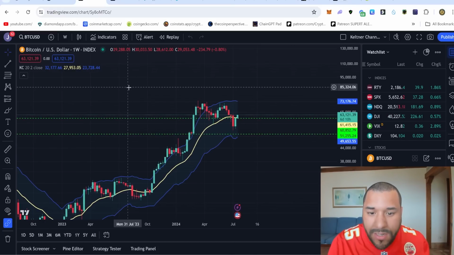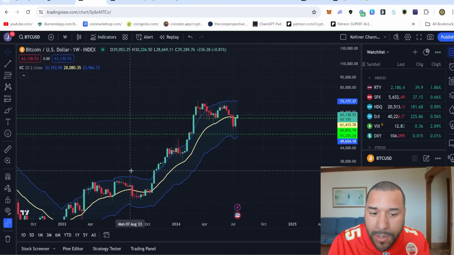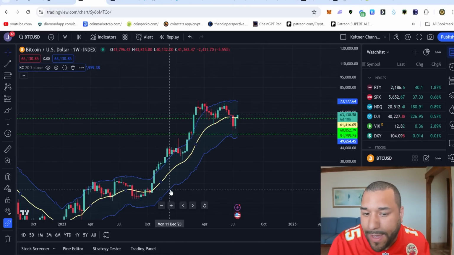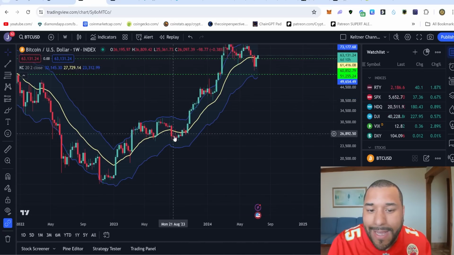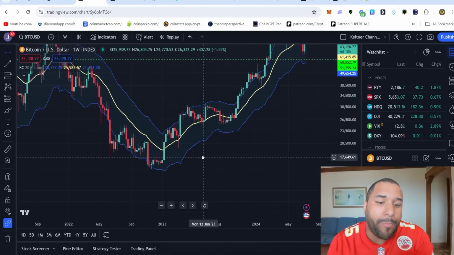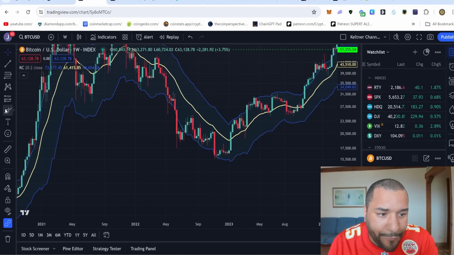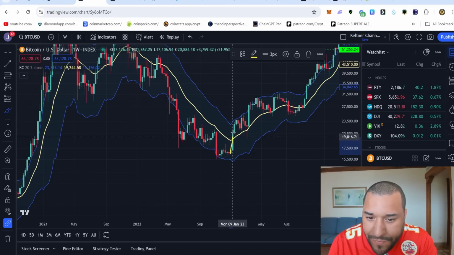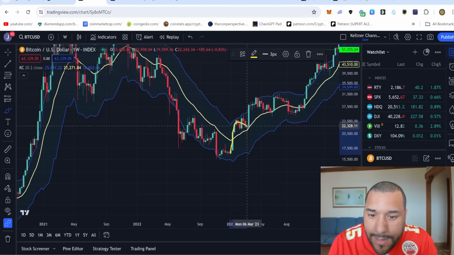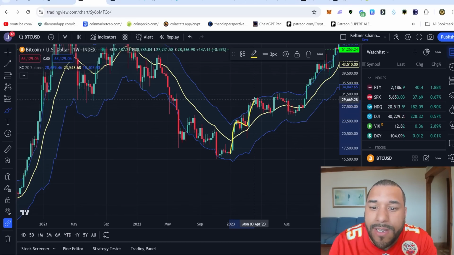This is the Keltner channel. It's very simple. We've got two blue lines which work like Bollinger Bands, and a yellow line. When we're in a bear market, if we see price action break above this yellow line and then start to hold above it, it's usually the change in the trend, which means it's bullish.